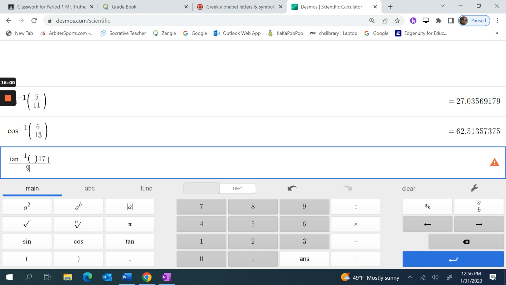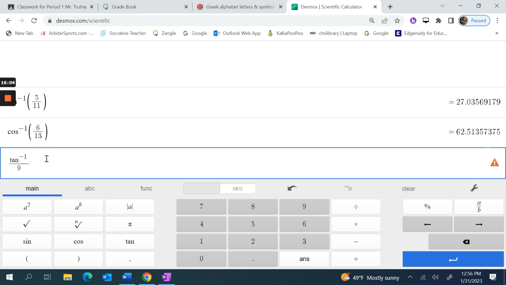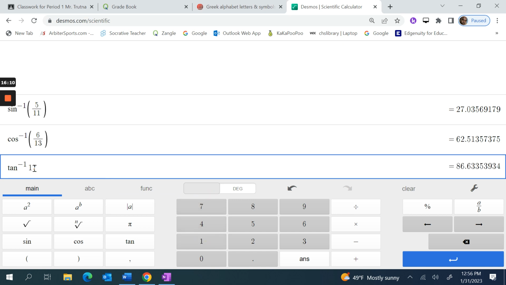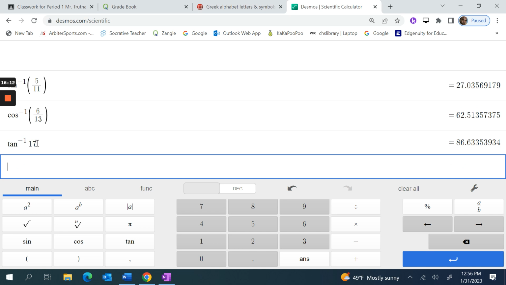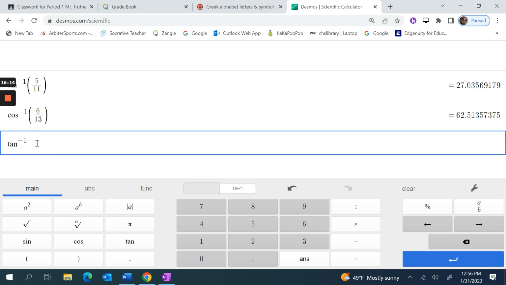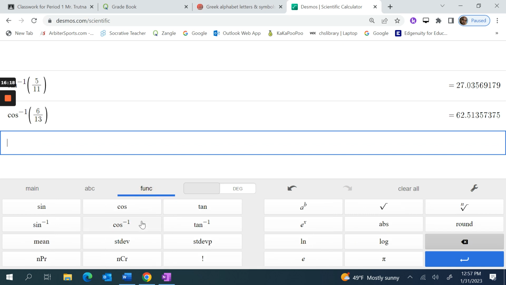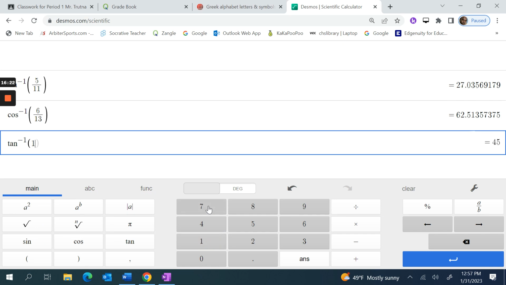And my calculator says, whoops, we're having a little bit of a formatting issue here. There we go. That's not right. Okay, let's try this again. Let's activate tan minus 1. There we go. Now I type in the fraction 17 ninths.